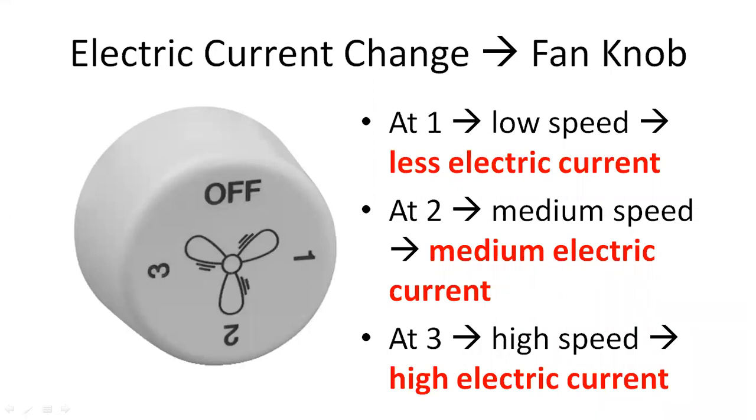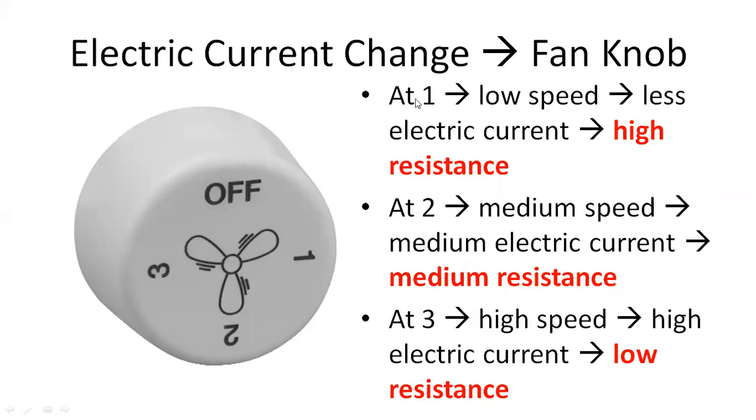Correct. So we have come to the simple conclusion that at 1 there is very low speed because less electric current was flowing, and less electric current is possible only if there is high resistance. So at 3 we'll compare. We won't be discussing 2 because everything is medium. Let us talk about 3.